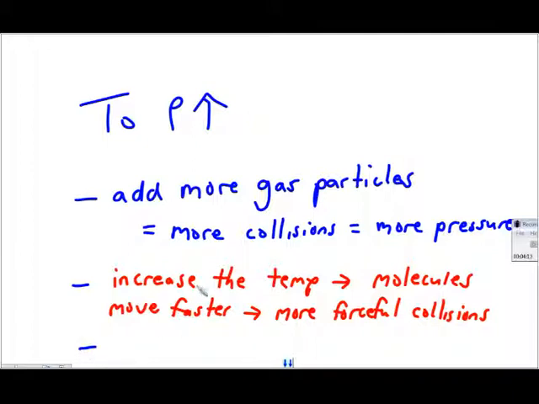The third option, if we can't heat up the substance, if we can't add more air to it, we could decrease the volume. We could decrease the size of the container. If we decrease the size of the container, there's not as much room for the molecules to move around. They're going to collide more often, more collisions, more pressure.